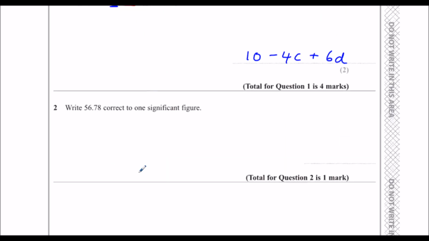Question 2. Write 56.78 correct to one significant figure. So that's the first non-zero number, which is, well, there's that 5 there. And the number after it is 5 or above, so it will kick it up and it'll become a 6. But remember, that's in the tens column, so it's not 6, it's 60. So it's like rounding to the nearest 10. So it's closer to 60 than it is to 50.